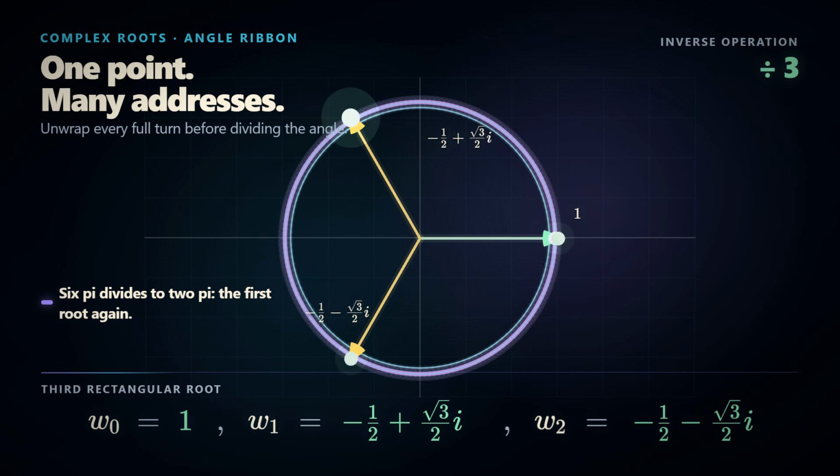Its unit length stays 1, and its angle triples to 0, 2 pi, or 4 pi, all the same visible point.